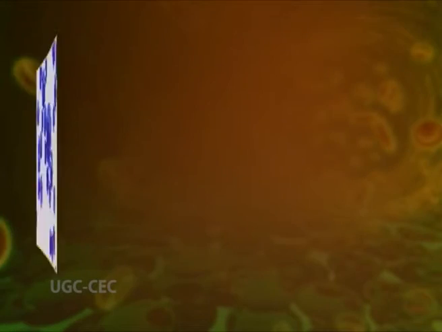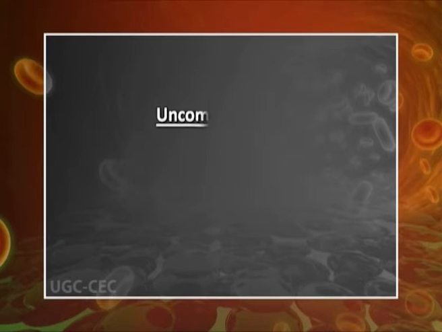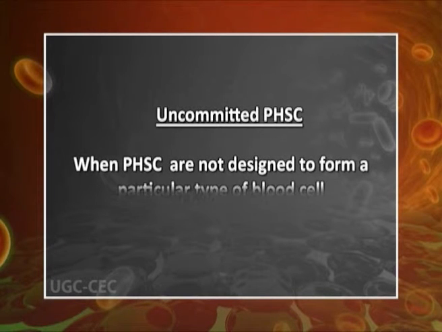Pluripotent hemopoietic stem cells are derived from the stem cells. These are defined as cells that can give rise to cells of all groups of hemopoietic cells, like myeloid and lymphoid cells. In the early stages, the PHSC are not designed to form a particular type of blood cell, and it's not possible to determine the blood cell to be developed from these cells. So, at this stage, the PHSC are called uncommitted pluripotent hemopoietic stem cells.